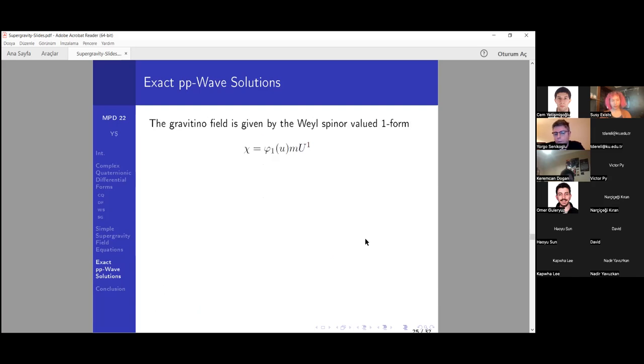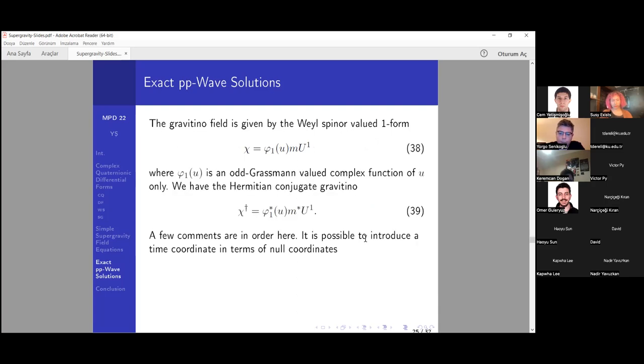We take the gravitino field ansatz given by the Weyl spinor valued one-form, phi one of u times M times the U1 basis vector. Phi one of u is an odd Grassmann valued complex function of u. We have its Hermitian conjugate gravitino, which is chi dagger.